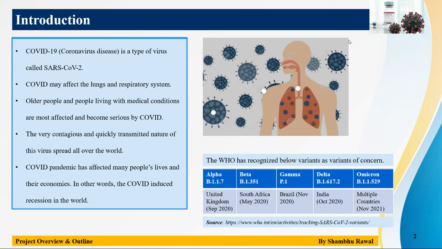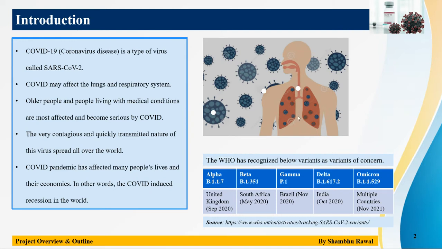COVID-19 is a type of virus called SARS-CoV-2. COVID may affect the lungs and the respiratory system. Older people and people living with medical conditions are most affected and become seriously ill from COVID. Anyone can get COVID and may become seriously ill or die. It transmits easily from person to person and the virus spreads massively.